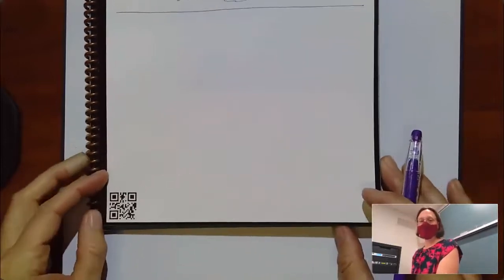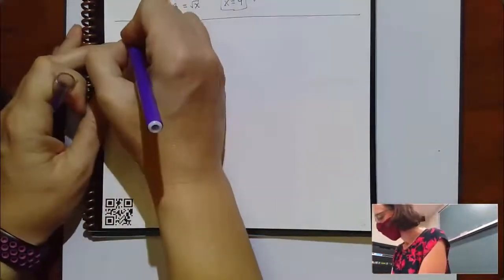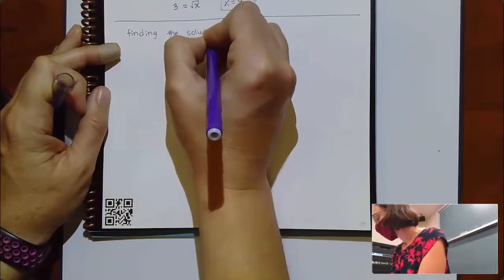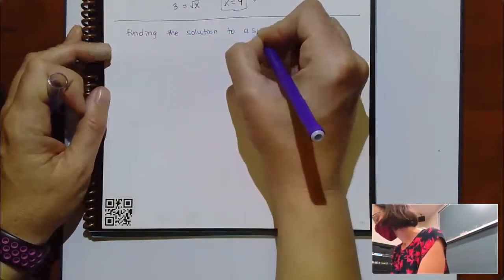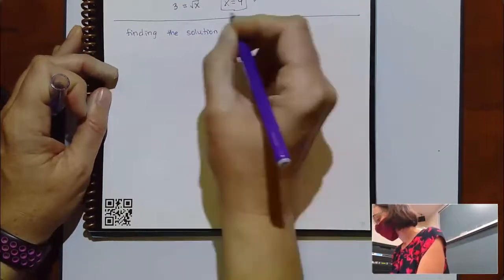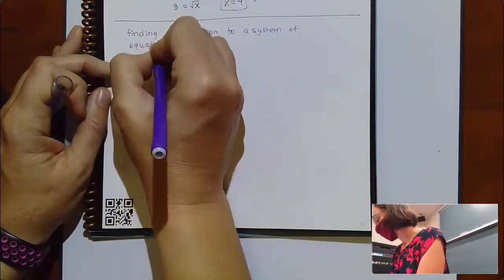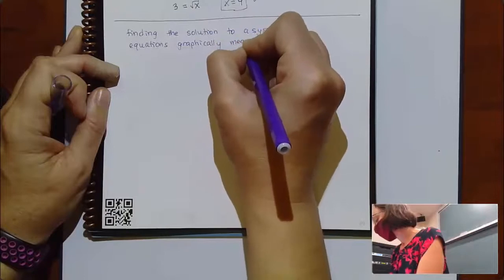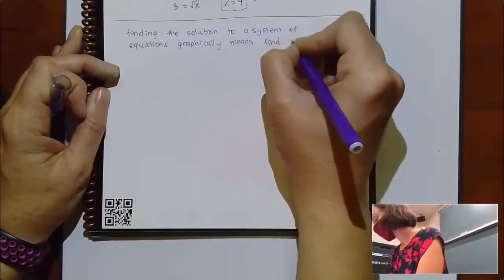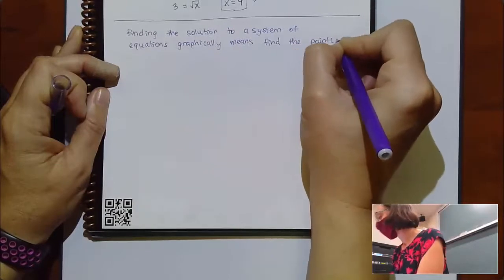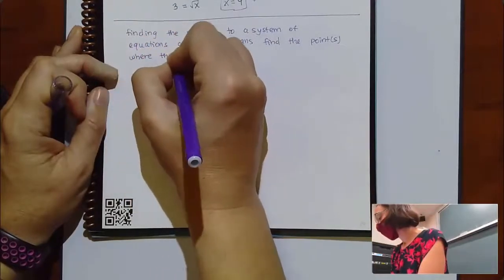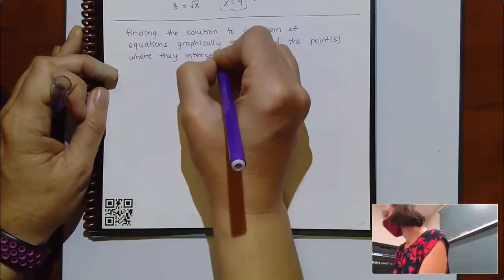So just generally, finding the solution to a system of equations graphically means find the point or points where they intersect.